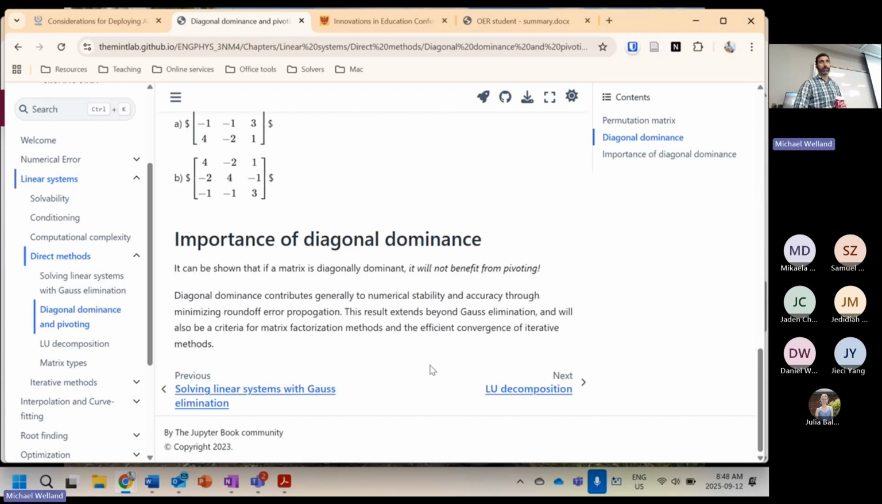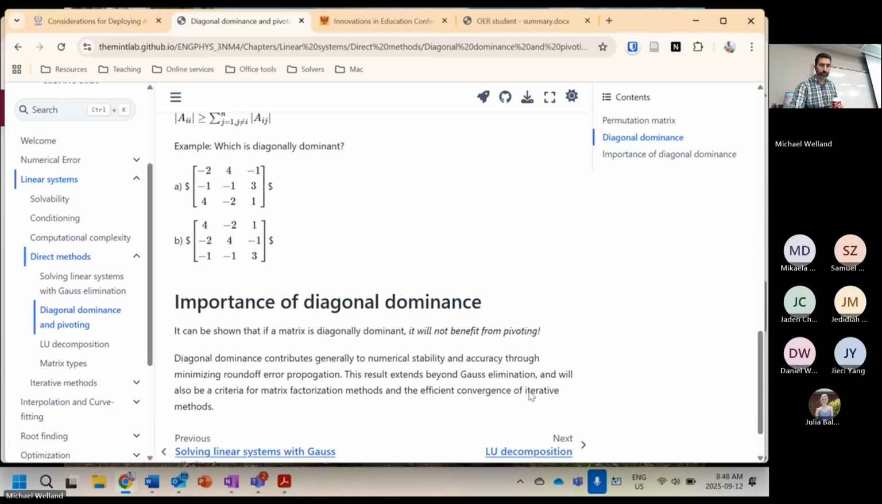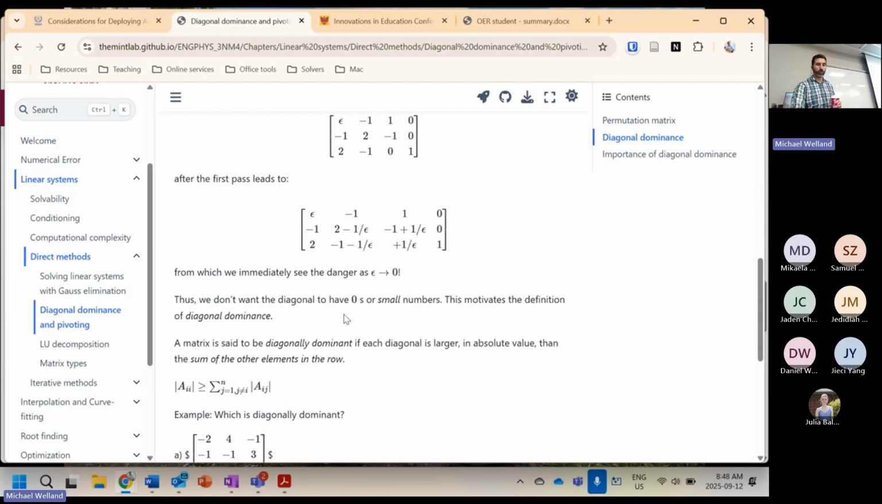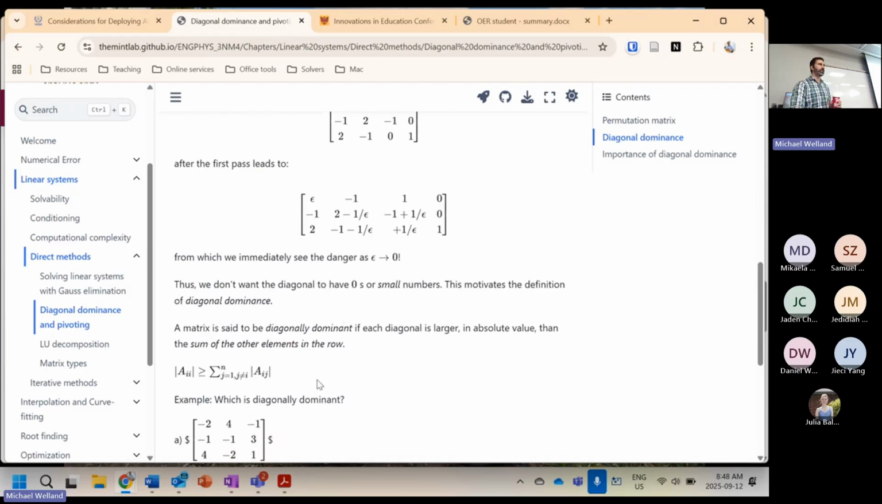Any other questions? Yeah. Oh no, the formal definition is that the absolute value of your diagonal is larger than the sum of the absolute values of everything else. Yes.